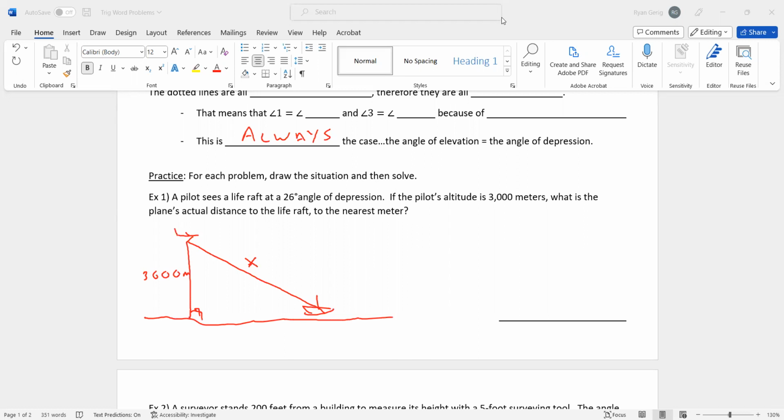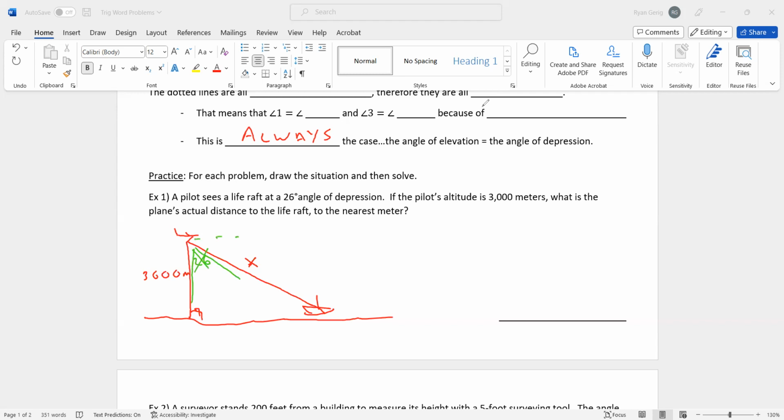Now, here's what a lot of people will want to do. They want to put that angle of depression right there. And I'm going to tell you over and over again, don't. The angle of depression is always formed by a horizontal line. That 26 where I just put it is formed by a vertical line and the diagonal line. Never, never, never. The horizontal line isn't there right now, but I could draw it.